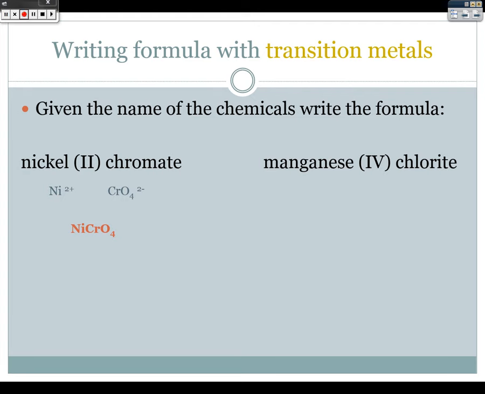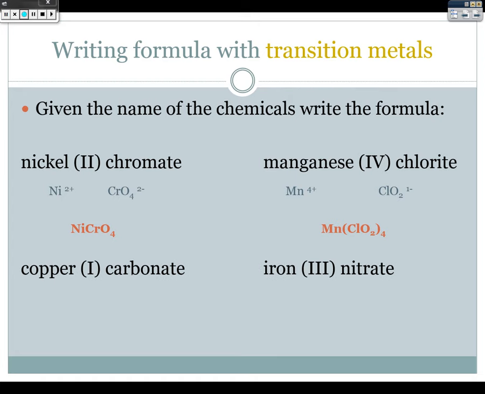Manganese 4 chlorite. The manganese is going to be a 4+ because it's manganese 4. Chlorite is ClO2 with a 1- charge. I'm going to need 4 chlorites to balance out my manganese. So that's going to be Mn(ClO2)4, with the 4 in parentheses.